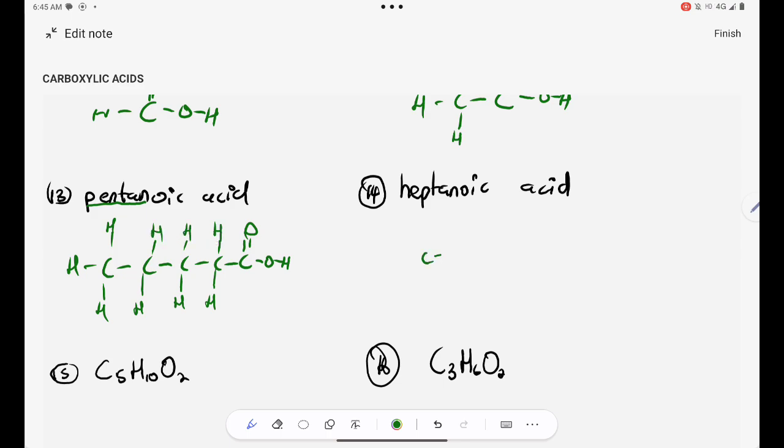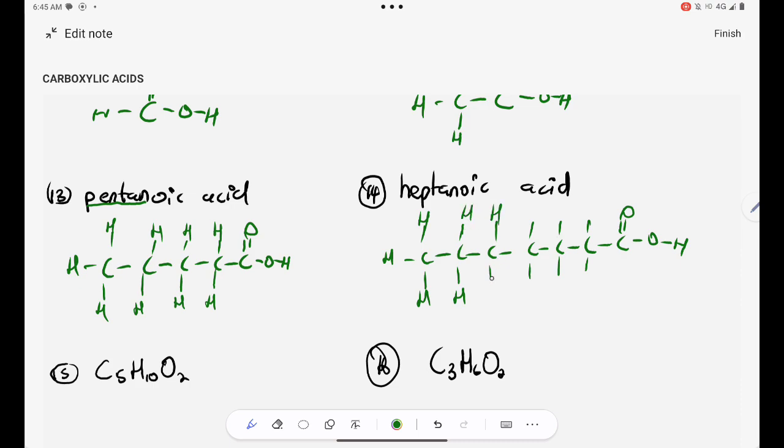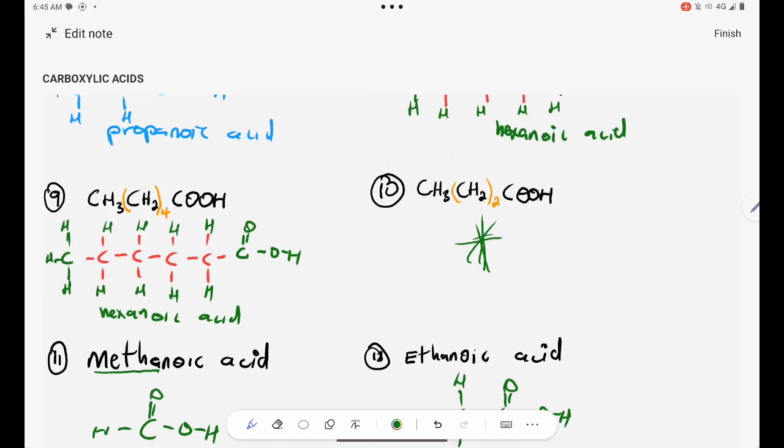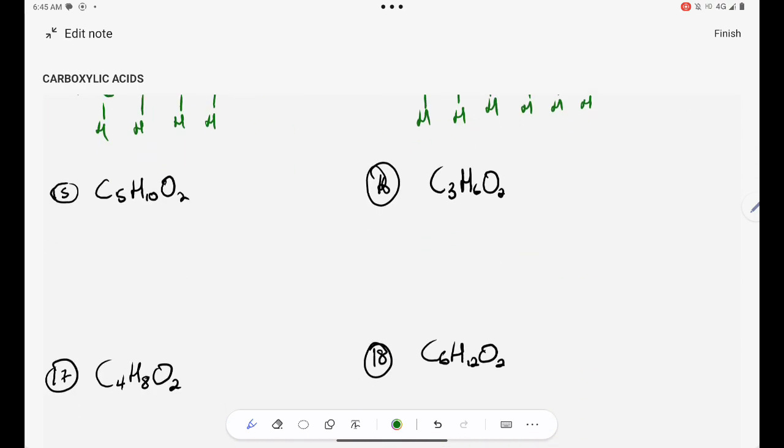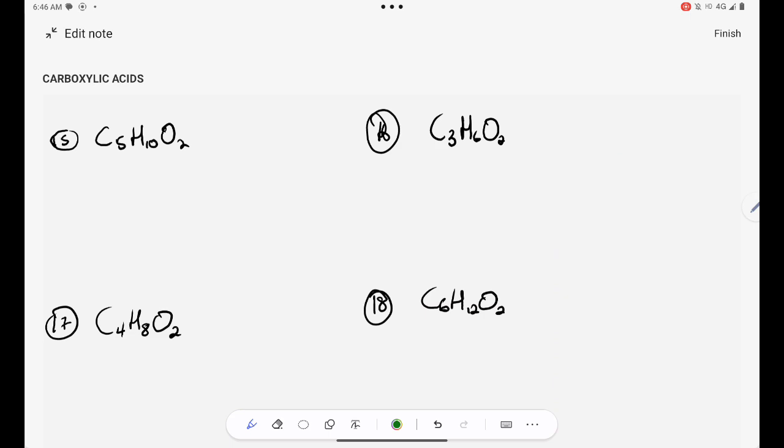Heptanoic acid, I have 7 carbons on my parent chain. 1, 2, 3, 4, 5, 6, 7. Then all I have to do is to draw the hydrogens. You see, guys, whenever you're dealing with other homologous series, it's very simple, guys. The challenge would be on hydrocarbons as well as haloalkanes, because they try to trick you a lot. But for other homologous series, guys, it's just straightforward.